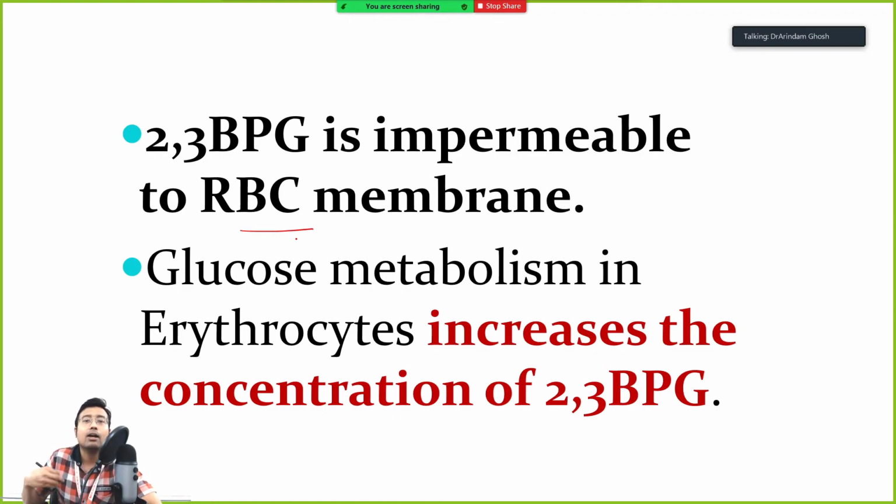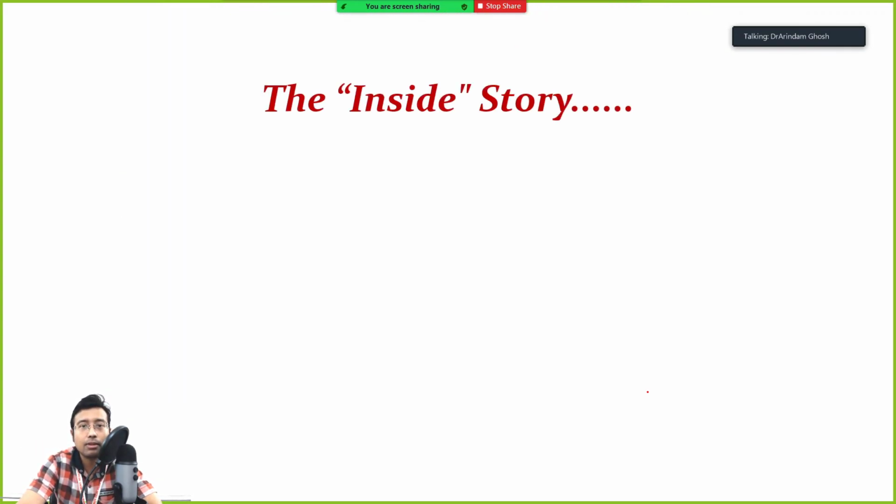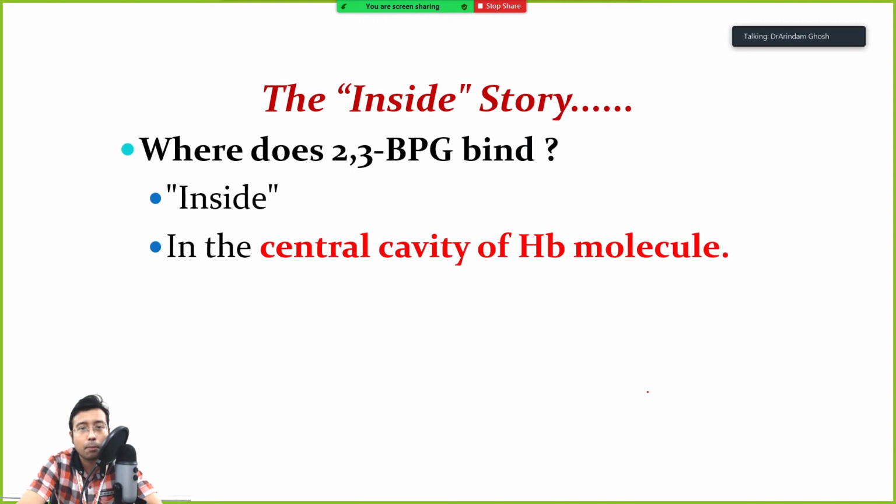So what happens when there is excess glucose metabolism? That is, whenever excess glucose needs to be metabolized, converted to pyruvate, energy production, etc., then there is an increased concentration of 2,3-BPG. Naturally, more glycolysis, more Rapoport-Luebering shunt, more 2,3-BPG. So what will happen? You already know. Let us see what this slide is saying.